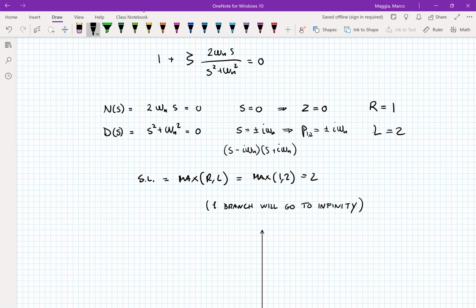Furthermore, we also know that L is greater than R, and L minus R, 2 minus 1, is equal to 1, that is greater than 0. So we have one branch that will go to infinity. We have one more open loop pole than open loop zeros. So we know that we have a total of 2 branches, but one of the 2 will go to infinity.